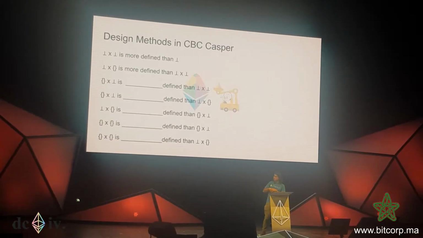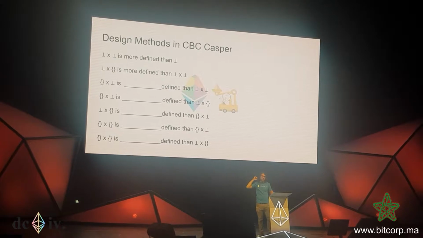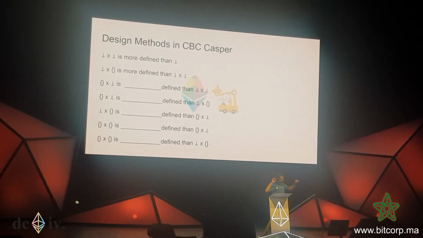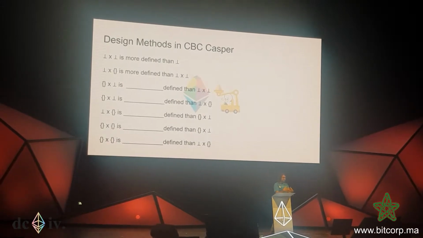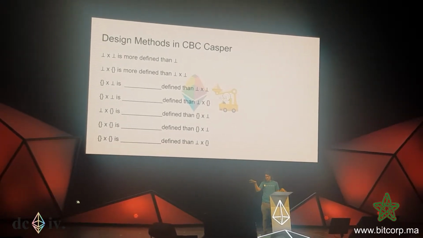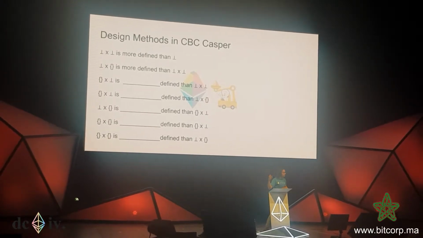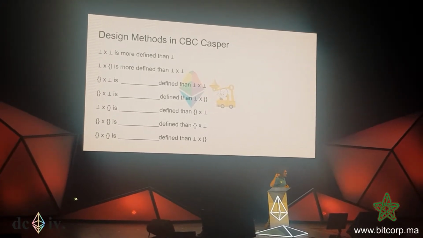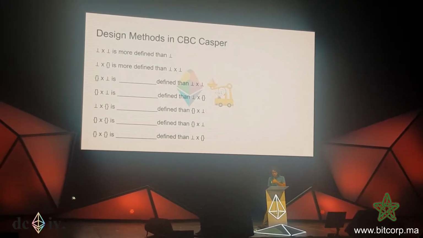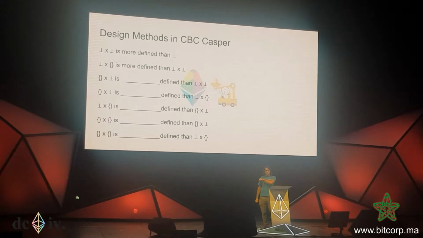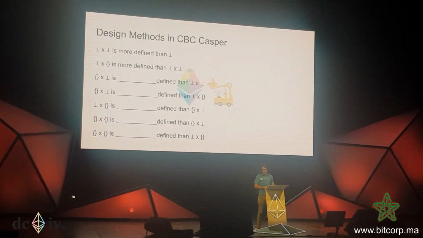So here we go. Bottom times bottom is more defined than bottom, because you can replace bottom with bottom times bottom, and therefore you can define something which is completely undefined, bottom, to be this thing, bottom times bottom, which is still not totally defined, but it's more defined than just bottom. Bottom times empty set is more defined than bottom times bottom, because you can replace bottom with empty set and get from bottom times bottom to bottom times empty set.